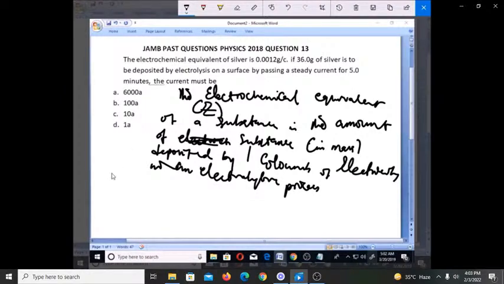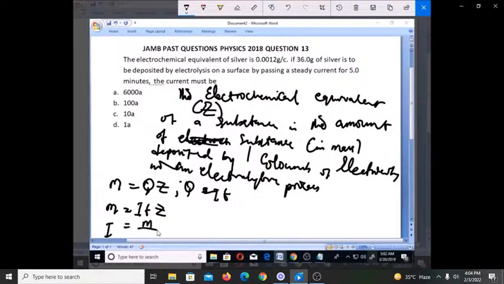Now, the relationship between mass deposited and the quantity of electricity is Q times Z, which is the electrochemical equivalent. And we know that Q is equal to current times time, IT. So we can now say that mass deposited is equal to current times time times Z. So with this, we can make current the subject of the formula. I, making it the subject, will have M all over TZ.